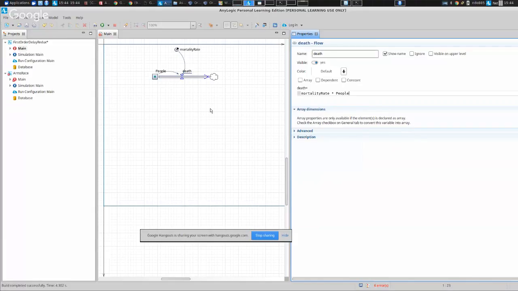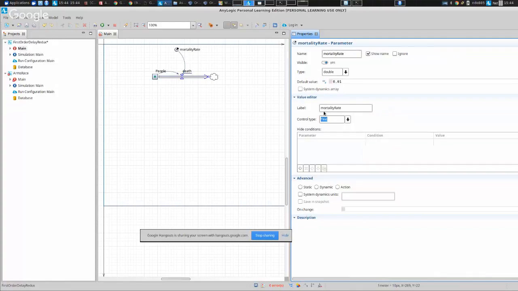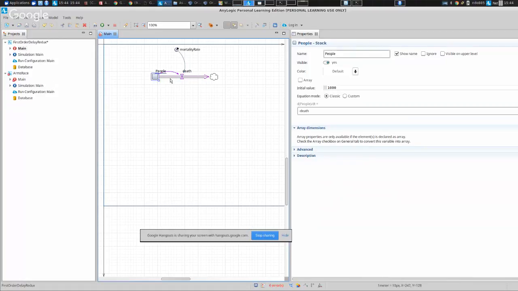Does anyone want me to show you what more I've done? I went to the palette, I dragged in a stock, I dragged in a flow from there, make sure green is the color. I dragged in a parameter, and I hitched up the parameter with a link to death, and people with a link to death. This indicates visually that death depends on these two things causally. And here I put for mortality rate a default value of 0.01, and for people I gave it an initial value of 1,000.